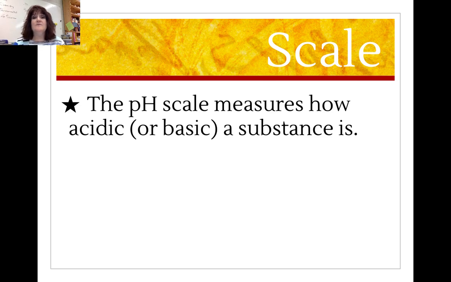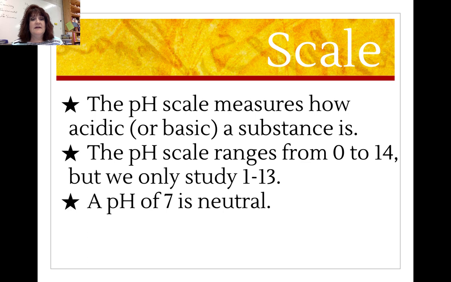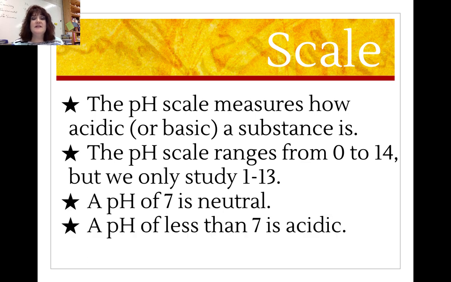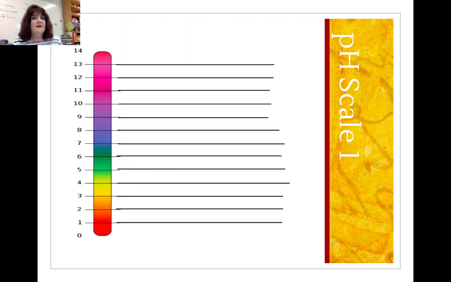On the back, some information about the pH scale itself. The pH scale measures how acidic or basic a substance is. It ranges from 0 to 14, but we will only study 1 through 13. A pH of 7 is considered neutral, pH less than 7 is acidic, and a pH greater than 7 is basic.